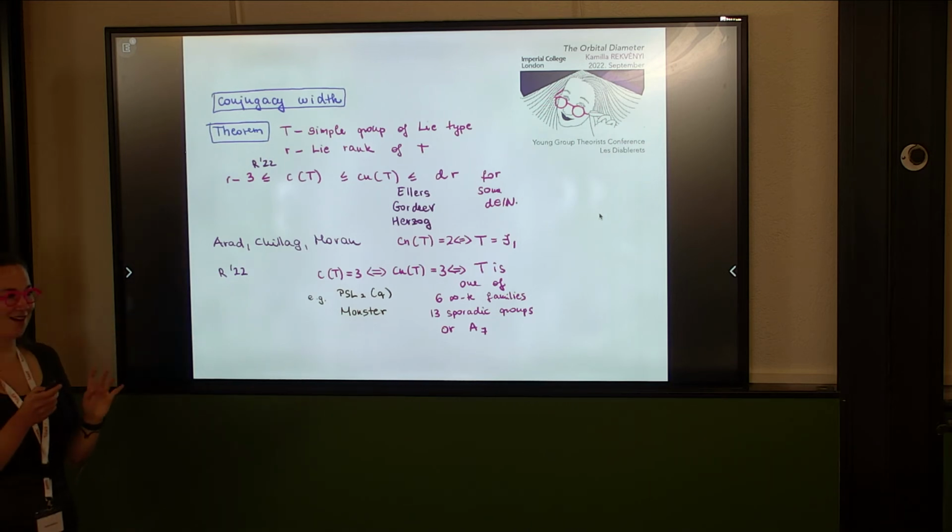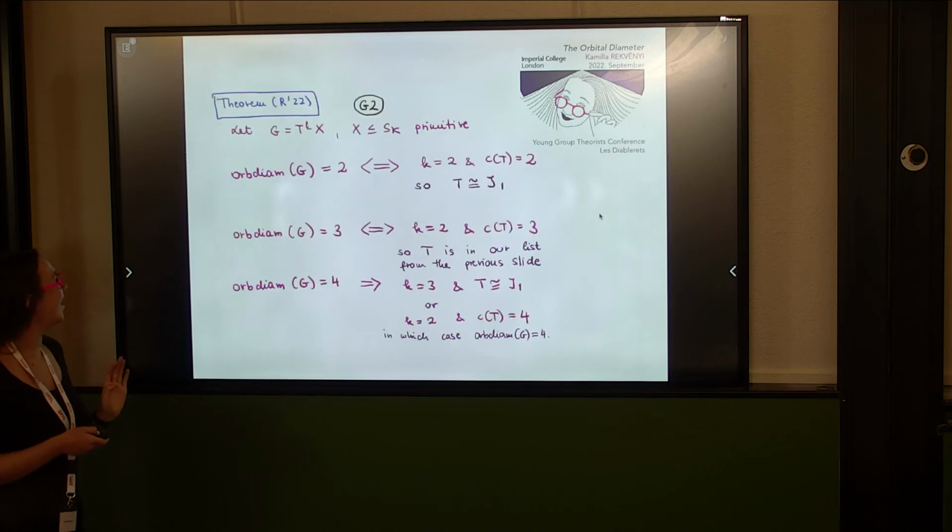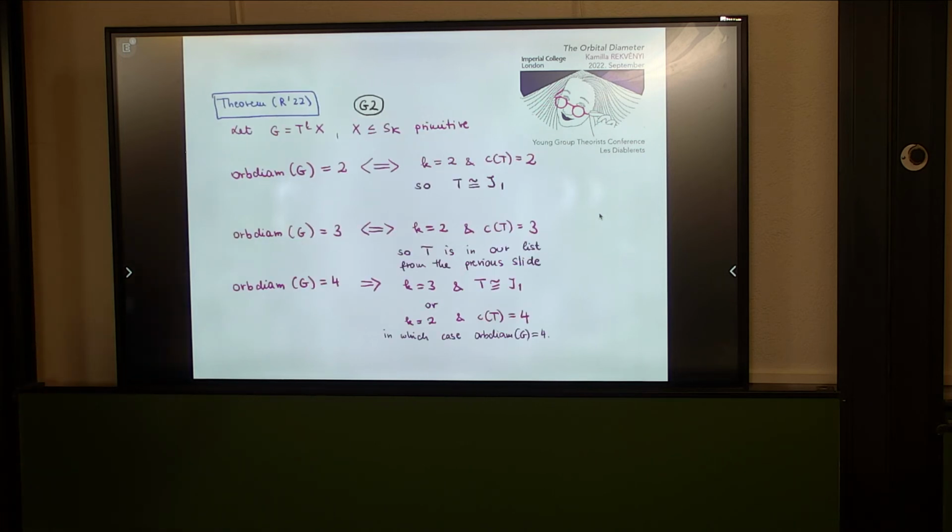So putting these together, we can fulfill goal 2 to have a classification. So it turns out that if we again stick to our example of t to the kx, then the orbital diameter of G is 2 if and only if k is 2 and t is J1. And the orbital diameter is 3 if and only if k is 2 and the conjugacy width is 3. So t is in our list from the previous slide.